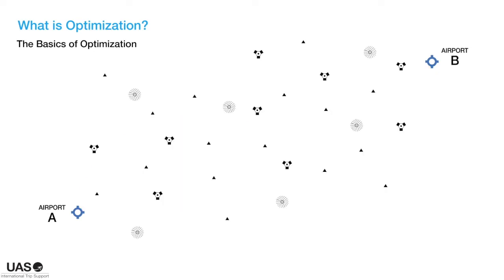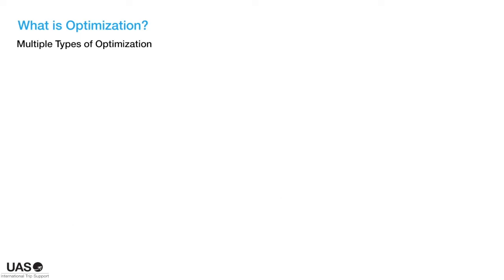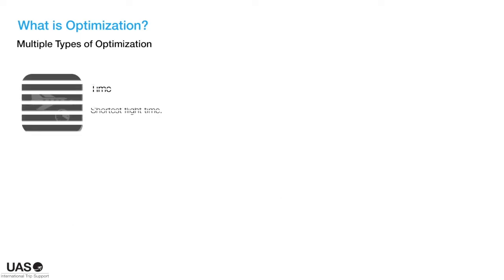Let's look at a more practical example where we have Airport A and Airport B with nav aids and waypoints and fixes in between. Again, let's draw the most optimal route, which is a straight line, the Great Circle line. And now let's give you a route that the flight planning engine is most likely going to come up with. You can see it here depicted in purple. And you can see that we're trying to stay as close to the optimized line as possible. So, flight plan optimization is finding the route closest to the Great Circle line, which is acceptable by air traffic control.